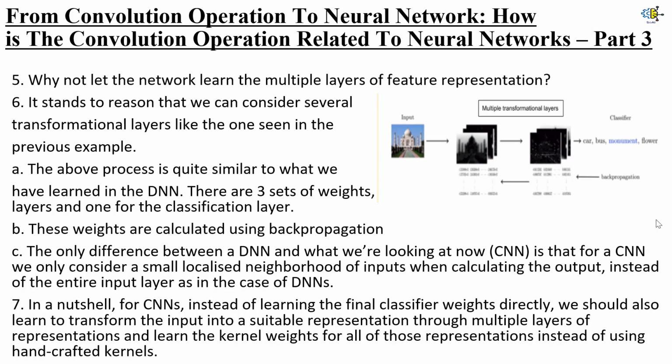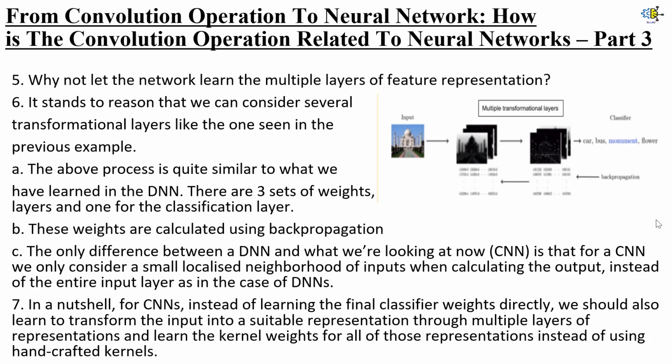Why not let the network learn the multiple layers of feature representation? It stands to reason that we can consider several transformational layers like the one seen in the previous example. The above process is quite similar to what we have learned in the DNN. There are three sets of weights, layers, and one for the classification layer. These weights are calculated using backpropagation.